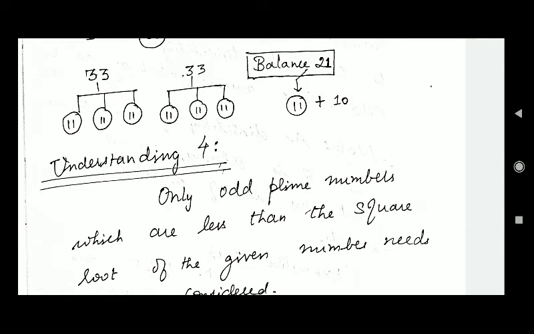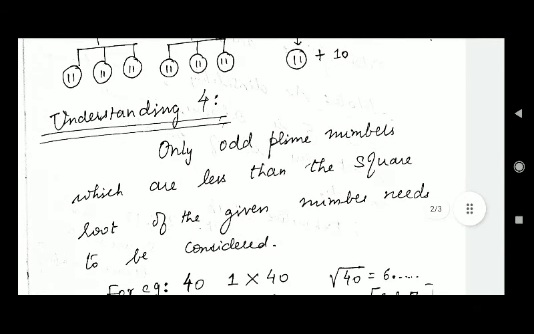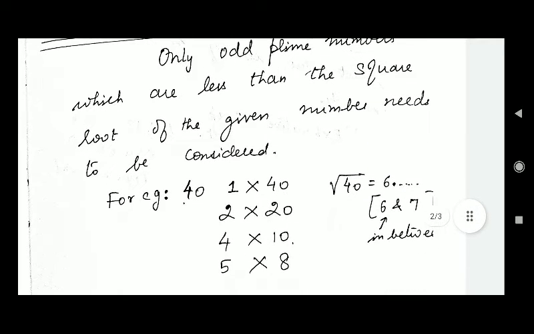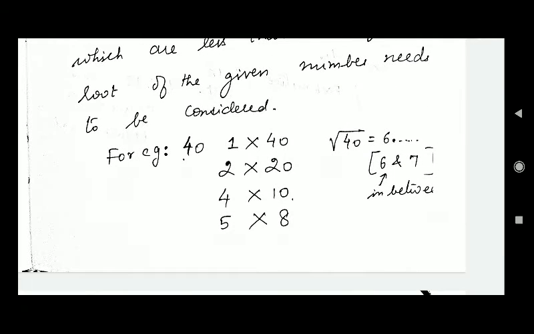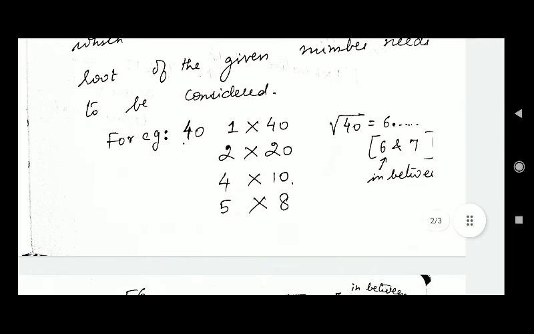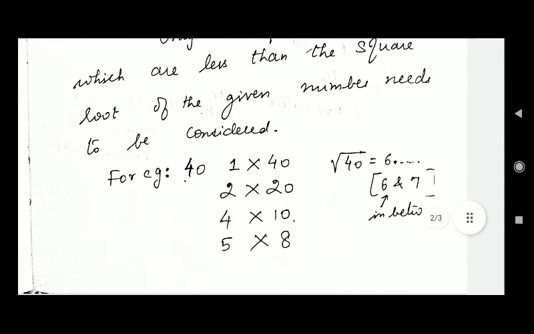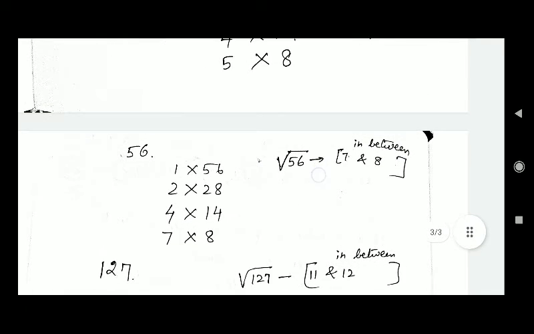Further narrowing down our list of numbers from understanding 4: if we look into the factors of a particular number, say for example 40, we can write 40 as product pairs of its factors. Say 40 can be written as 1 into 40, 2 into 20, 4 into 10, 5 into 8, etc. If we look at these product pairs, on the left hand side we have numbers which are less than the square root of 40, and the right hand side has numbers which are greater than the square root of 40. This holds good for 56 as well.